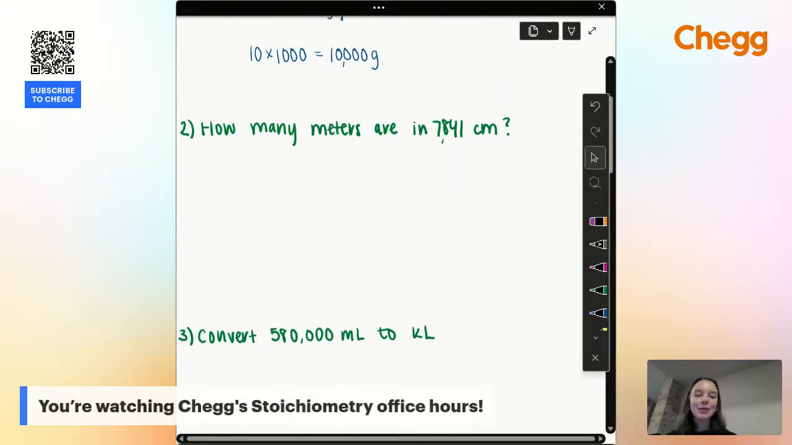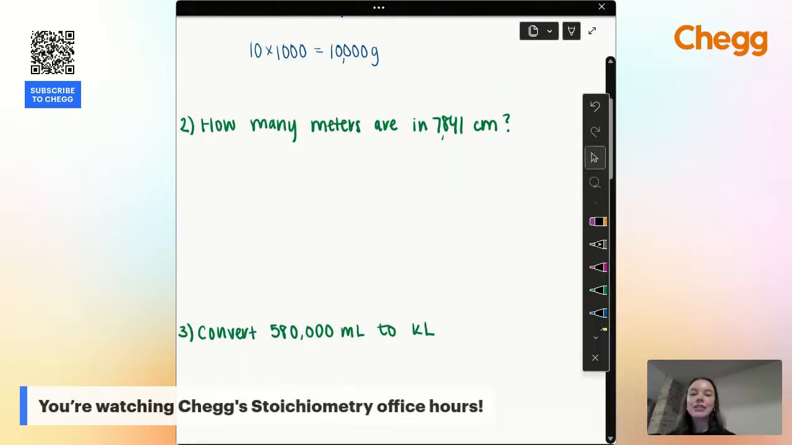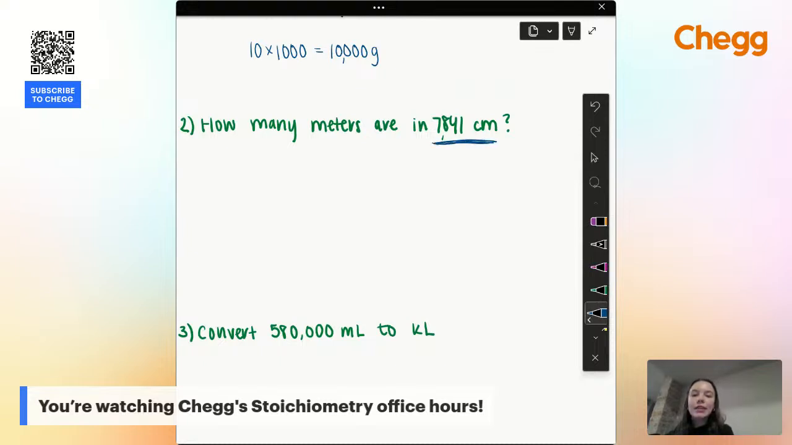All right, now we're going to move on to how many meters are in 7,841 centimeters. Again, like before, I start with my 7,841 centimeters. That's what I'm putting at the top. Since it's at the top, again, it has to go to the bottom so it can cancel out. And then on the top, I'm looking for what I need to convert to. Here I need to convert to meters, so I'm going to put meters on the top.